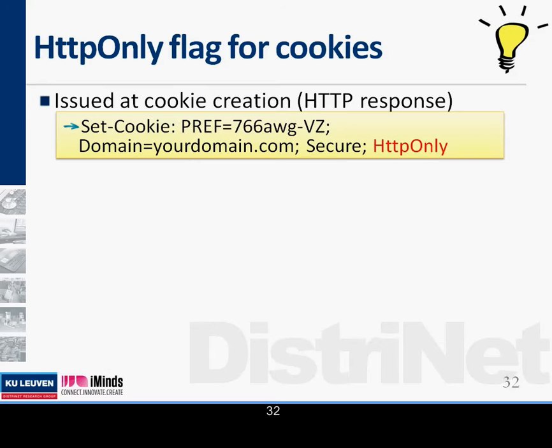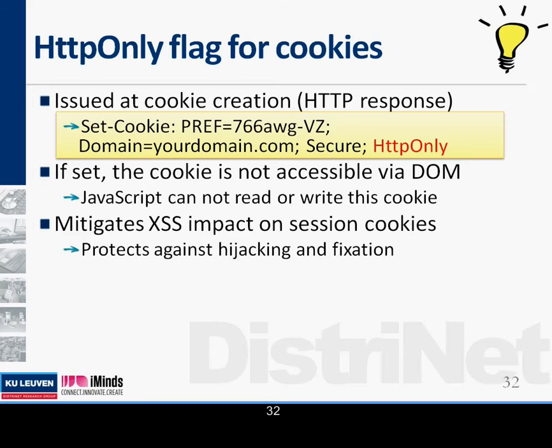The first one is actually not protecting, but mitigating the risk of a cross-site scripting attack, and it's the HTTP only cookie. The system is very similar to the secure flag we had previously for securing your cookies over an encrypted channel. Here the HTTP only flag indicates that the cookie should only be used in communication between your browser and your server, but should not be accessible by your DOM environment. So JavaScript should not be able to read out your cookie, should not be able to update your cookie. It's only used by the browser's communication infrastructure to send a request to the server. This mitigates the impact of cross-site scripting on session cookies, because you can't hijack a cookie, you can't fixate a cookie once there is already an HTTP only cookie in place in your browser.